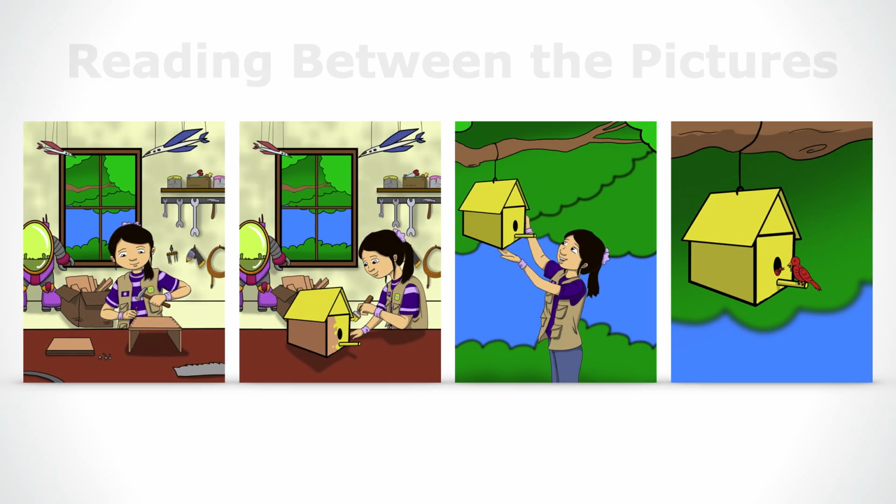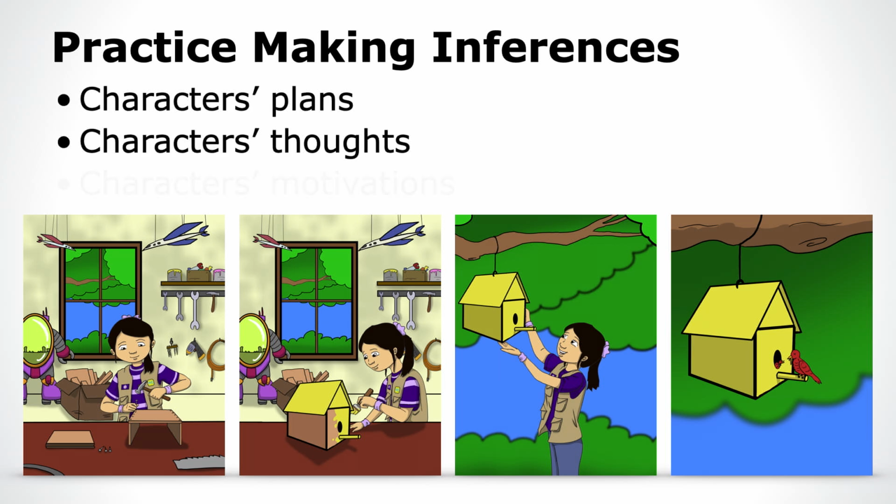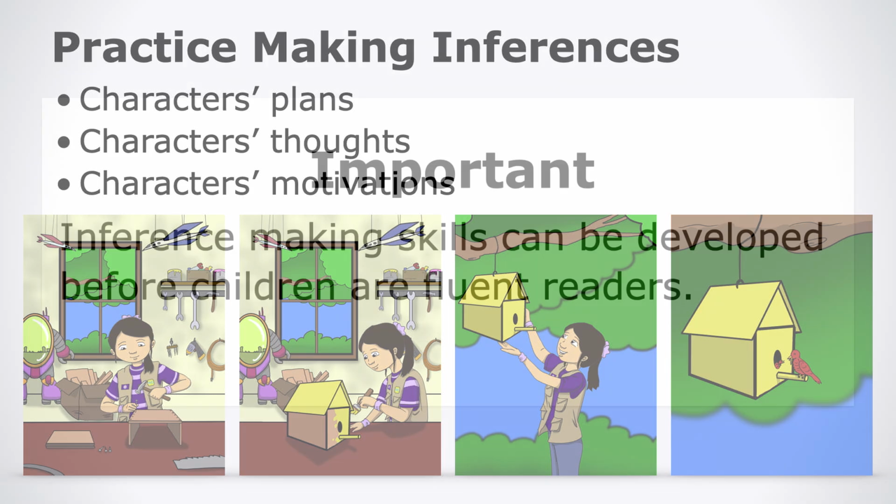Think about this. These four illustrations represent the entire story, or do they? Much can happen between the pictures, just as readers infer meaning by reading between the lines. Creating a story from these pictures helps children practice making inferences about characters' plans, thoughts, and motivations, enhancing story comprehension.